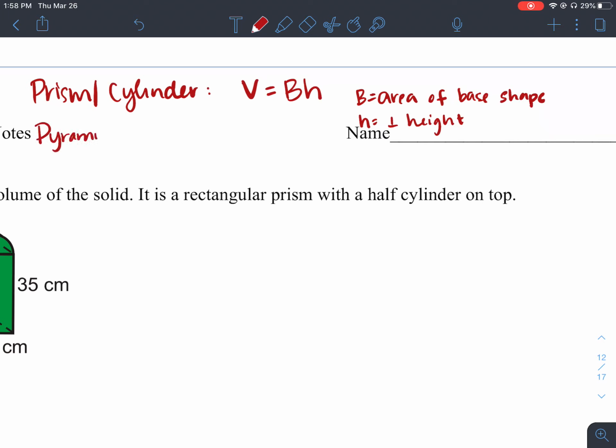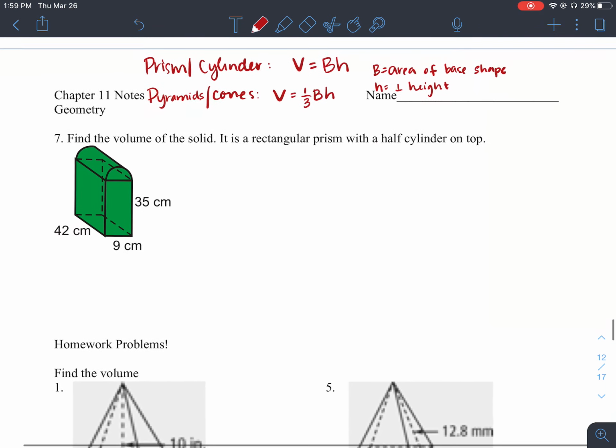For pyramids and cones, remember there is that connection between the volume of a prism and a pyramid, the volume of a cylinder or cone. It takes exactly 3 pyramids to fill 1 prism with the same base shape and the same height. So if I'm looking for a pyramid's volume or a cone's volume, it is 1/3 capital B times H. And for cylinders and cones, capital B is the area of our base shape. Our base shape is a circle, so it's the area of a circle, or pi r squared. So we're going to do a couple of practice problems here.